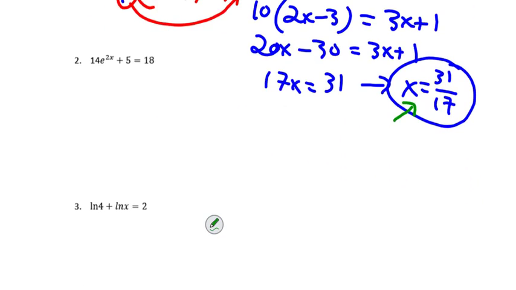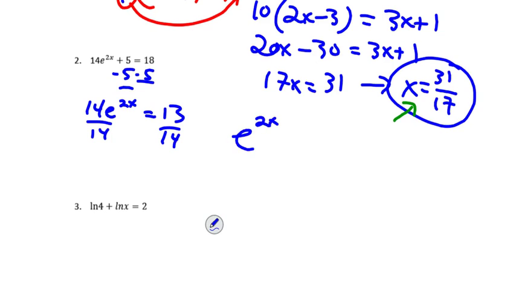Number 2 goes like this. First thing I'm going to do is isolate my exponential expression. So I got 14e to the 2x equals 13, and I'm going to divide by 14. So I've isolated my exponential expression. And now for the real, important step, take the natural log of both sides. So that's the algebra that I want to do, the natural log of both sides.